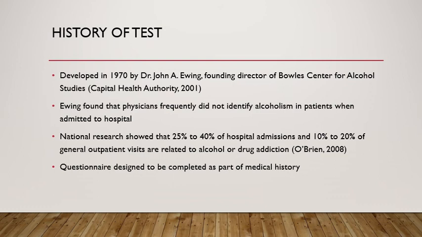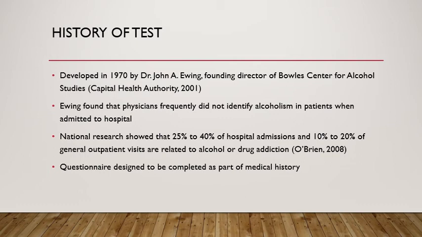Before we get into the questions themselves, we can look at the history of this test. This was developed in 1970 by Dr. John A. Ewing, who was the founding director of the Bowles Center for Alcohol Studies. He did a lot of research on alcoholism and how that's treated in the medical field. He found that physicians frequently did not identify alcoholism in their patients when they were admitted to the hospital. This can be problematic in a number of ways, in that the patients aren't pointed and guided to the most appropriate resources to treat that problem.